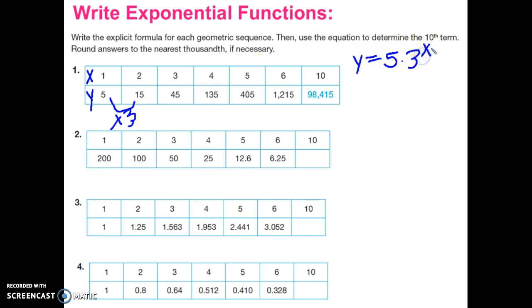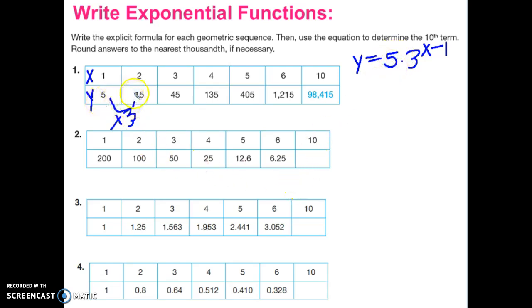x minus 1. And this would be my explicit formula, meaning if I wanted to find the 10th term, I would plug in 10 for x. 10 minus 1 is 9. If I have 3 to the 9th power, that's like multiplying by 3 9 times, and then I multiply it by my first term.